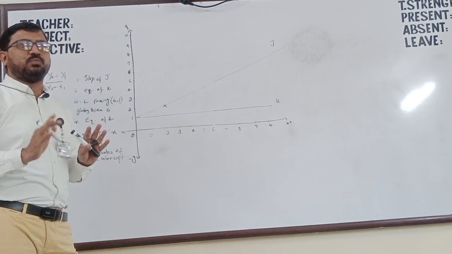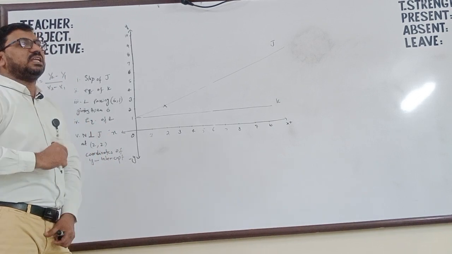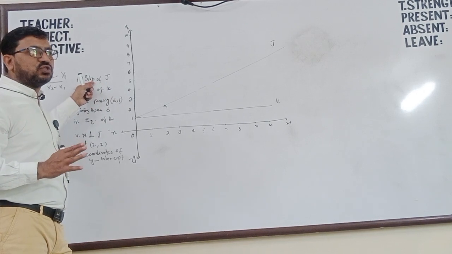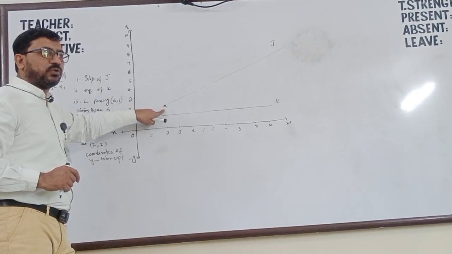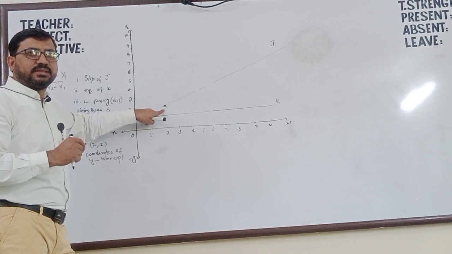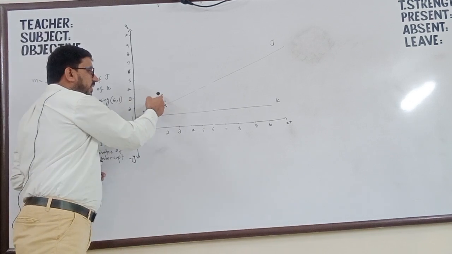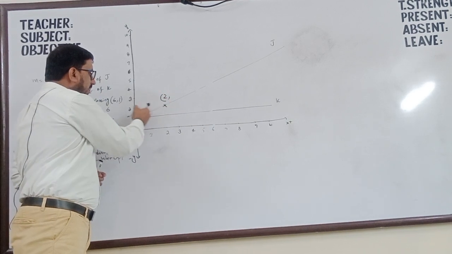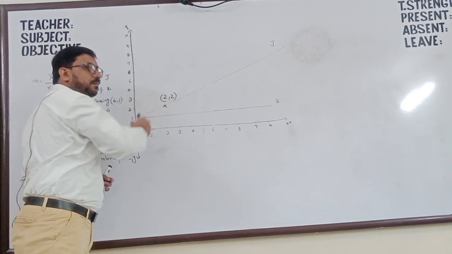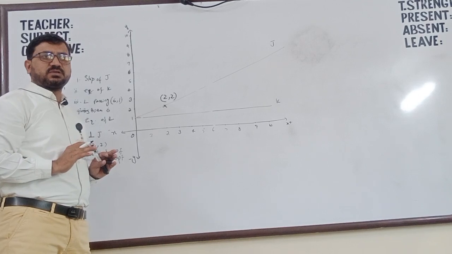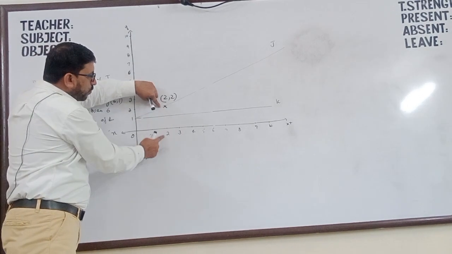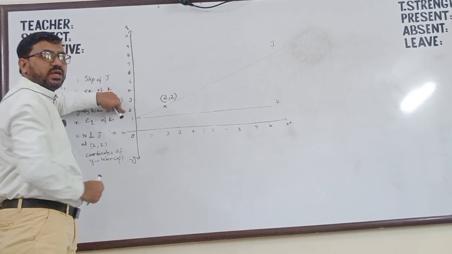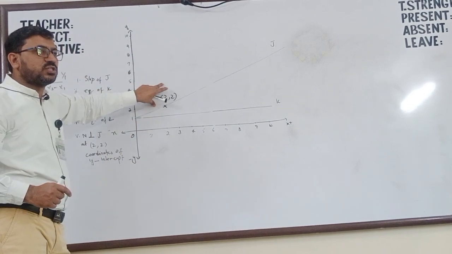You can take any two coordinates, any two points on this line J, because we need to find the slope of J. So this is the first point, and what are the coordinates at this point? If you just observe at this point, the value of x is 2 and the value of y is also 2. At this point on line J, the value of x is 2, the value of y is also 2. This is our first point.